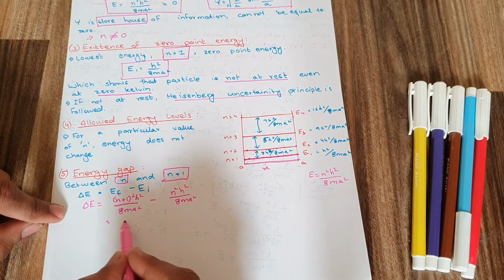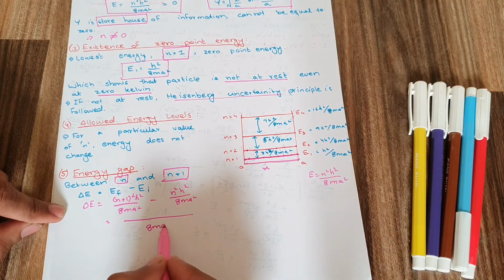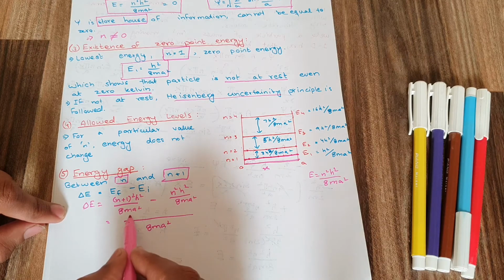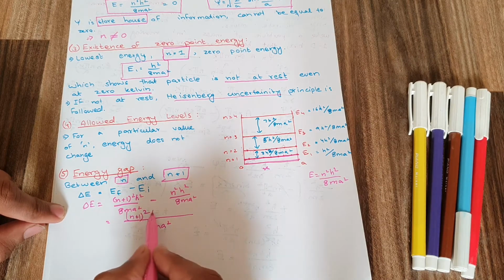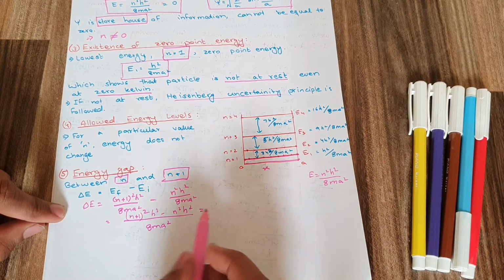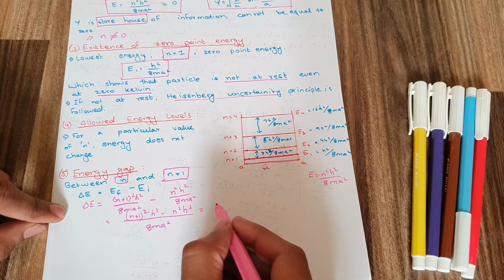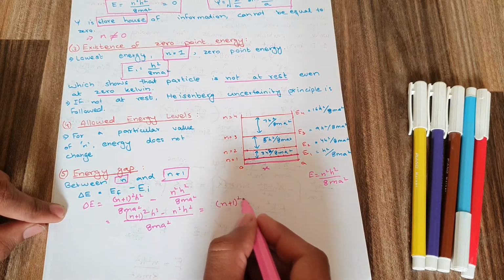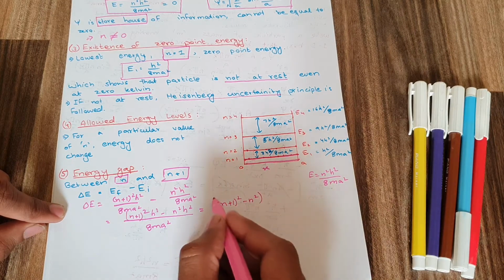On taking the LCM I get 8 ma square, and the next thing is n plus 1 square h square minus n square h square. So what I'm going to do next is take h square common. Taking h square common, I'm left with n plus 1 square minus n square.